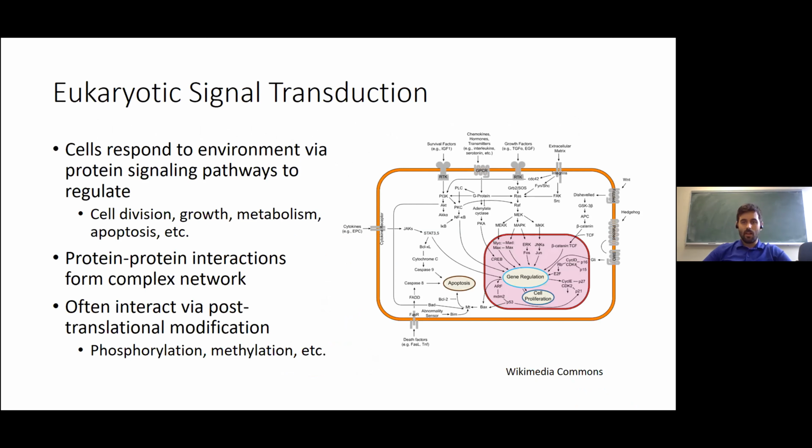One of the big open problems in biology is understanding how eukaryotic cells can sense and respond to their environments. One of the main ways they do this is by using protein signaling pathways, which are triggered by external stimuli, which then create a cascade of interactions that communicate information to the cell about the environment. And then once the cell has this information, it can use it to regulate important processes like cell division, growth, metabolism, and things like that.